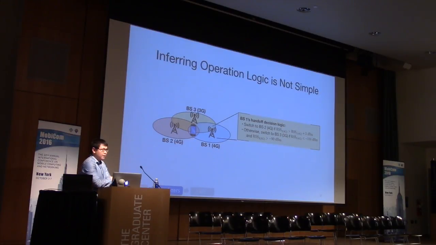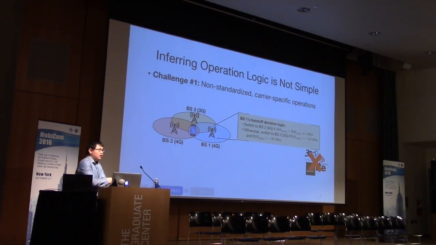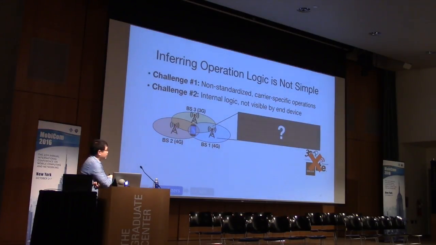However, different from device-side state dynamics, we face two challenges in inferring this decision logic. First, this decision logic varies between different network operators. It's not standardized at all. We don't have a reference point. Second, this operation logic is not visible to standard mobile devices. So how can we infer it?